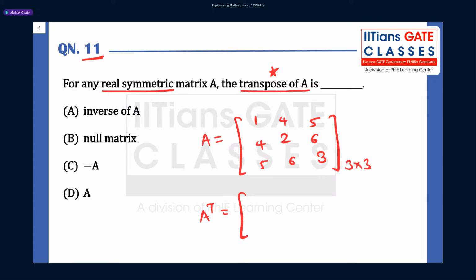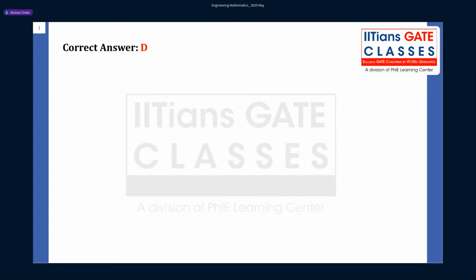But since this is a symmetric matrix, even if you swap 4 with 4, in the end you will get the same matrix only. So that's why for symmetric matrices, the transpose is the original matrix itself. Because it's the definition of symmetric matrices, once you take the transpose, they have the same elements in the non-diagonal places, so therefore you'll end up with the same matrix.